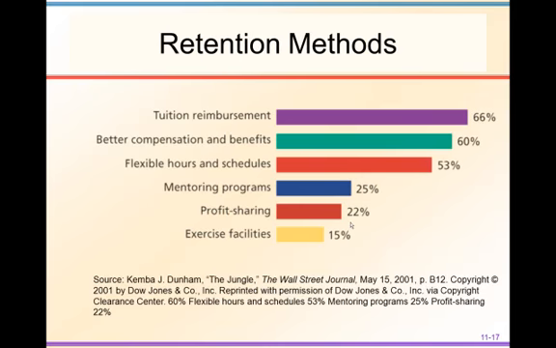Here's an example of some retention methods. These are some things that companies do to keep their employees in addition to just a base salary. Tuition reimbursement, better compensation benefits. Certainly people do look for benefits, health insurance, etc. that they need. Flexible hours and schedules. We do see that employers are offering this because they do want to keep employees, and if you are able to flex your hours, certainly that is going to probably help you be at that company longer. Mentoring programs, profit sharing, exercise facilities, all of this are certainly retention methods that companies do use.